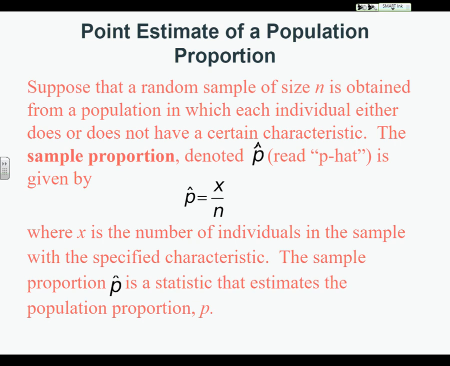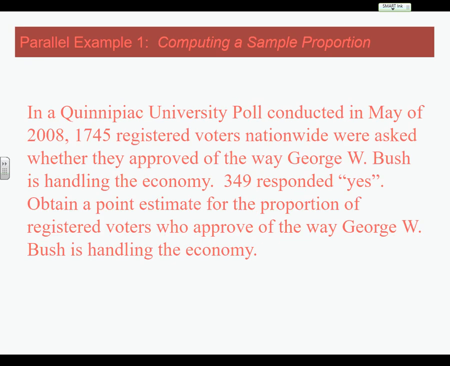And I'm going to be able to find that by just taking my x, which is the number of individuals in the sample with a specified characteristic, or maybe they don't have one, and dividing it by n, which is the total number of people in my sample. So let's try this. This is as easy as it looks, I hope.